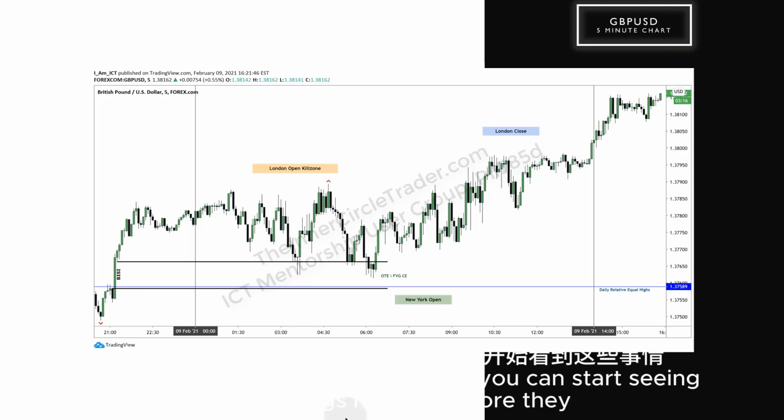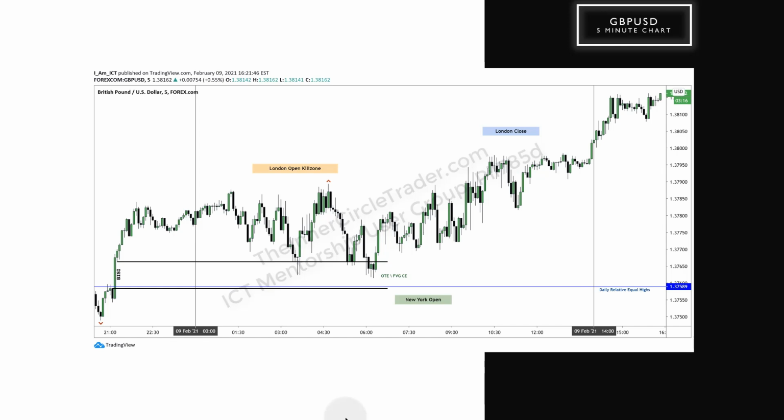But there's going to be a day where you can start seeing these things happen before they happen in the chart. Like, you're going to see them unfolding. Before it happens, you will know what it looks like.